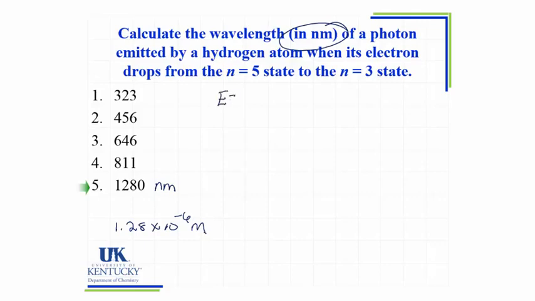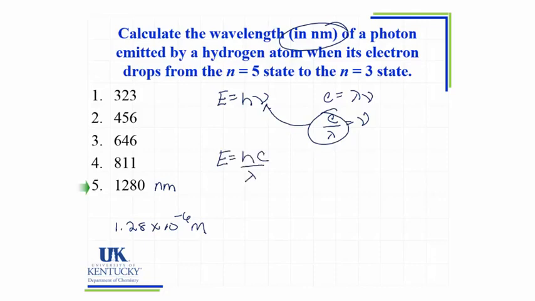I would use E equals h nu, and I could calculate my frequency, and then c equals lambda nu to calculate my wavelength, or I could combine them and do it in one equation. To combine them, I'm going to take the equation on the right and I'm going to solve for nu. So c over lambda is equal to nu, and I'm going to plug that into the nu I see here. E equals h c over lambda. Then I'm going to solve for lambda. Lambda equals hc over E, and then I'll plug my values in.